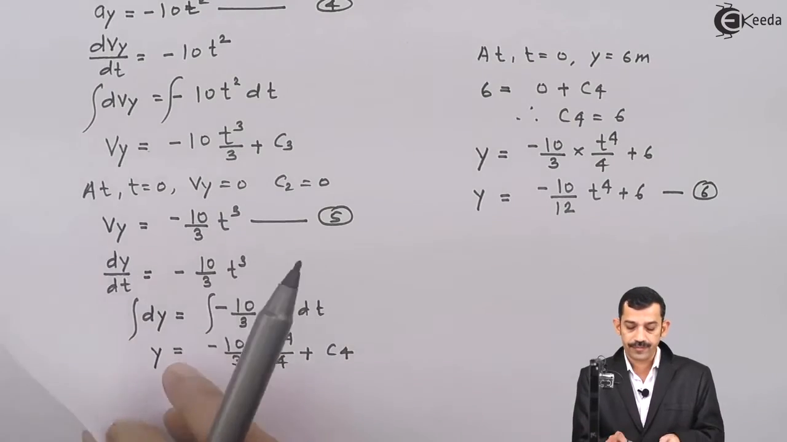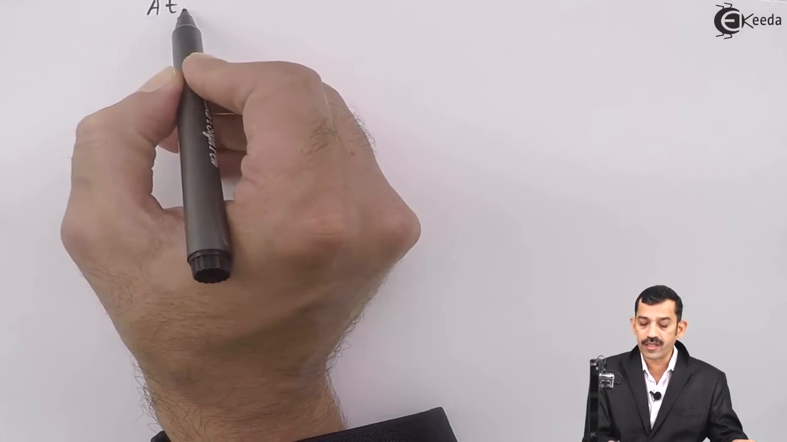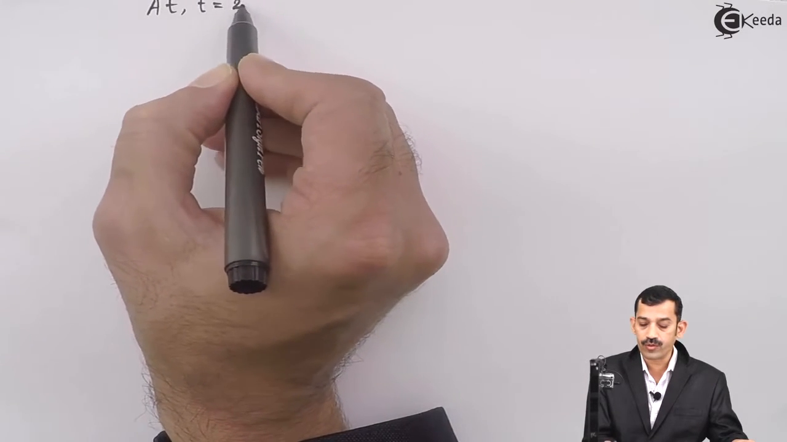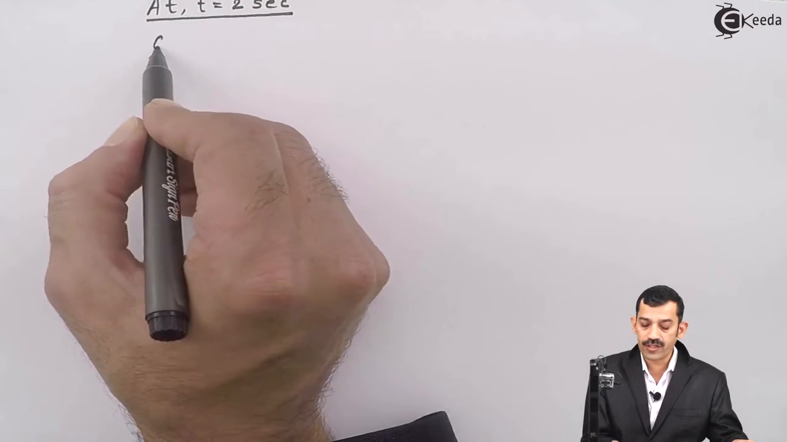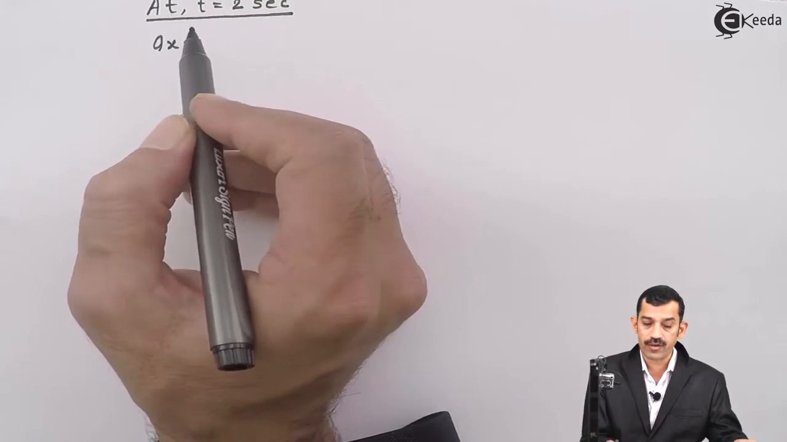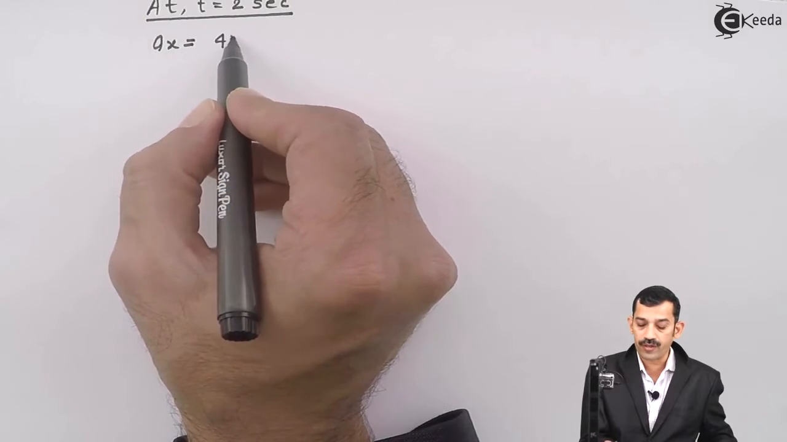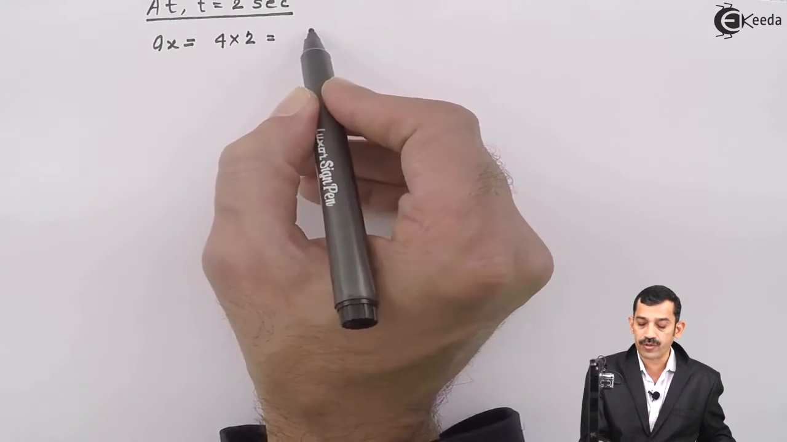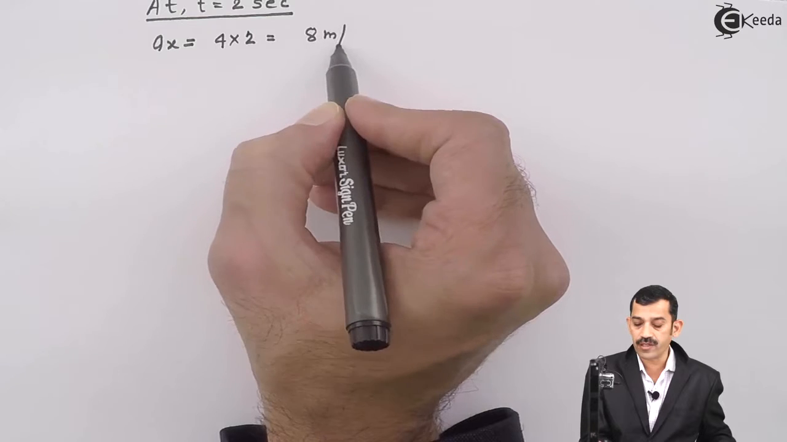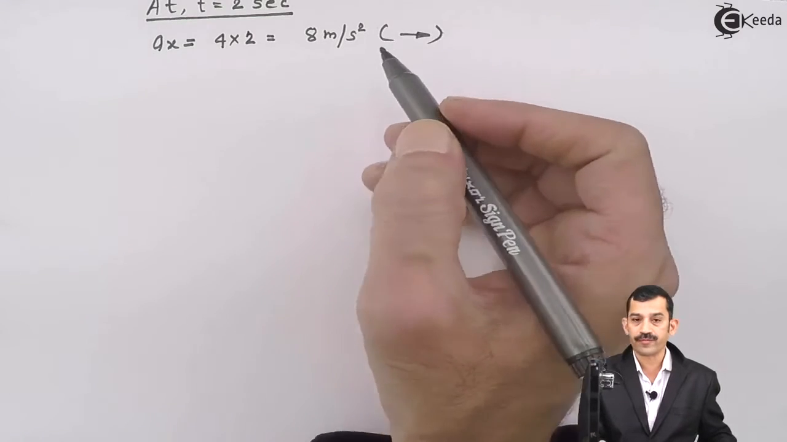Therefore, the next step is substituting the value of t at t equal to 2 seconds. What will you find out? First one is ax. To find ax, you know the equation of ax is 4 into t, and t is 2 seconds. That means what will we get here? 8 meters per second square. The answer is positive, which means rightward.